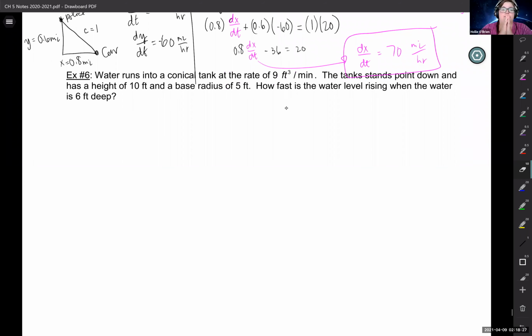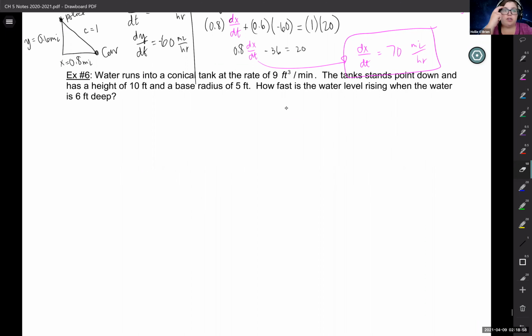All right. Once again, we draw a picture, understand the problem, come up with a relation between what we know and what we don't know, plug in, and solve for the thing we're trying to find. Okay, so water runs into a conical tank at a rate of 9 feet cubed per minute. The tank stands point down and has a height of 10 feet and a base radius of 5. How fast is the water level rising when the water is 6 foot deep? Okay.